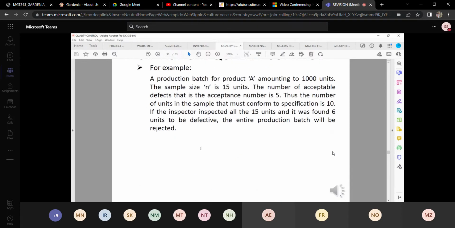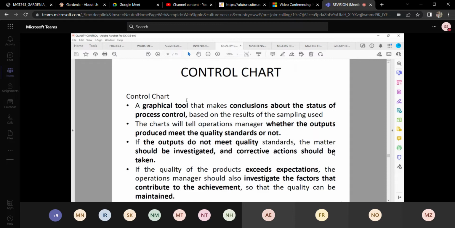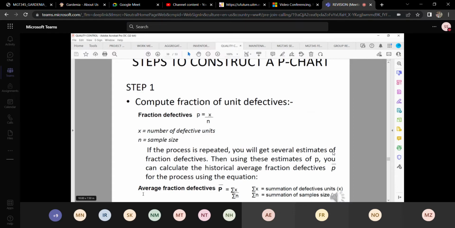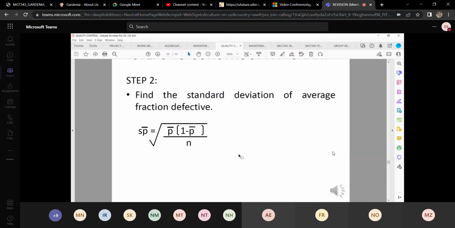Statistical process control basically adalah you punya control chart. This one lah. Okay, yang kita baru je belajar. Okay, what are the 4 steps to construct a control chart or P chart? Step 1, you need to find the average fraction defective. P bar equals sum of X over sum of N. Okay, next you need to find the standard deviation of average fraction defective.